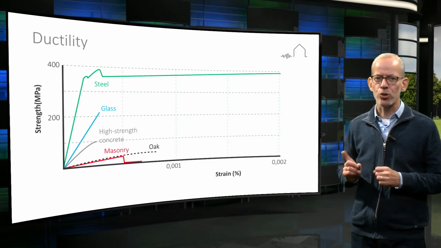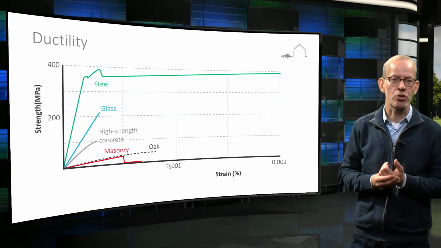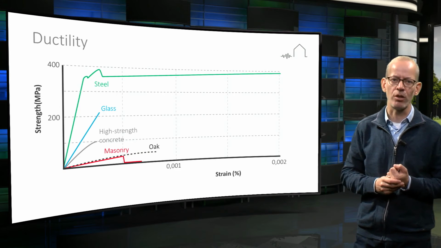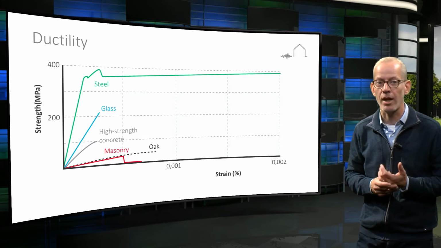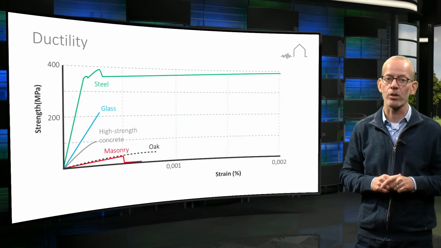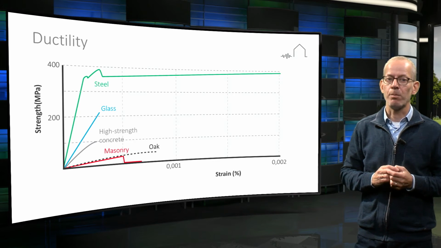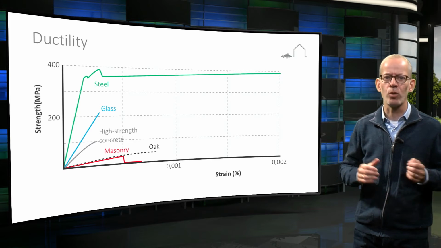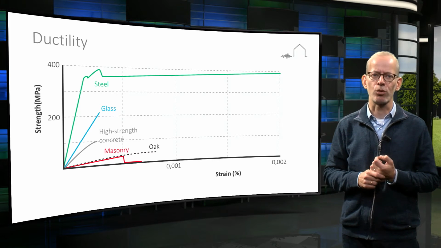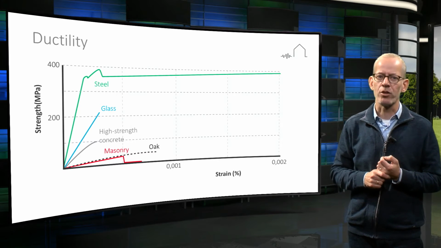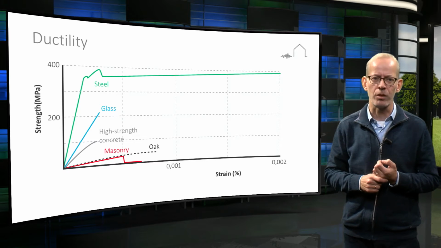Now the red line represents masonry. Compared to steel, you can see it's not really strong and stiff, so the height of the peak stress and the slope of the diagram are both rather limited. The peak stress is approximately between 10 and 20 megapascal for good Dutch masonry, while the strain at the peak is about 5 promille.